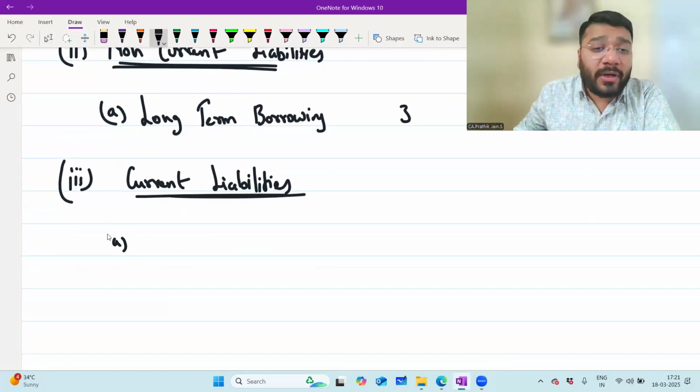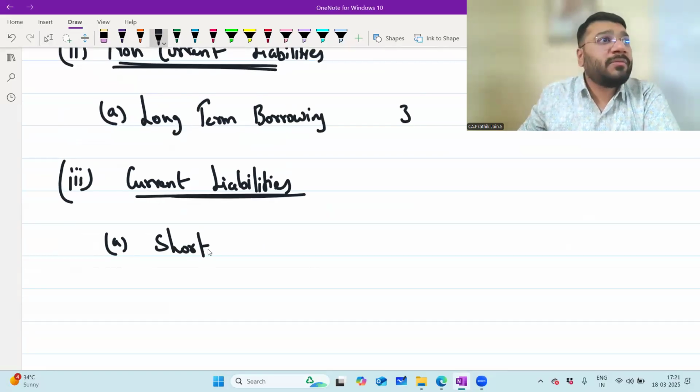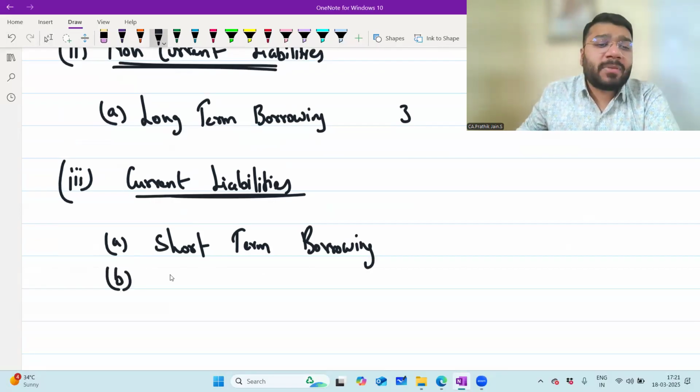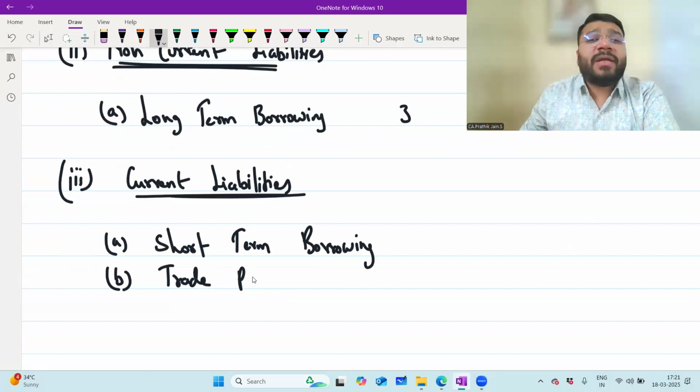First one is short-term borrowing. Do you have any short-term borrowing? Yes. Okay. B, trade payable, is there? Yes. For short-term borrowing, do we need to give any note? Only one item is there, no? In that case, you can do it directly.